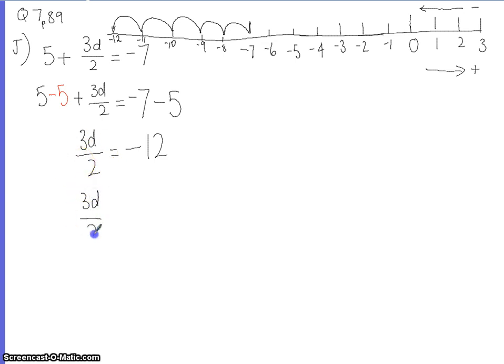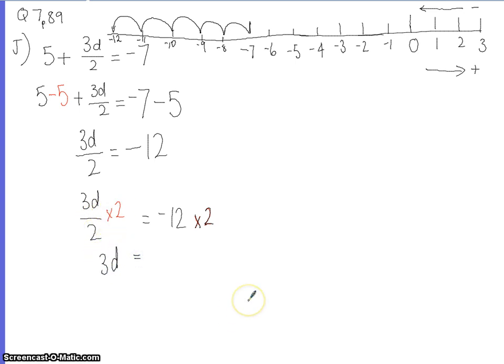3d divided by 2 equals -12. Now, what's the opposite of dividing by 2? It's to multiply by 2. And what we do to one side, we must do to the other. Multiply by 2. This is your thinking. This is your doing. Okay? What will that leave us? Just as Jess said before, that'll leave us 3d on its own.